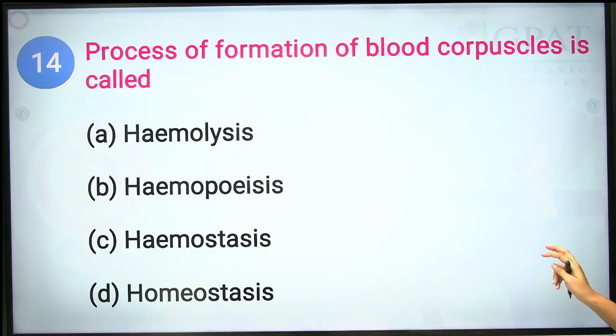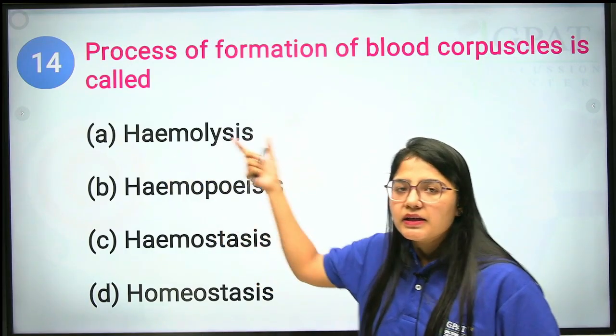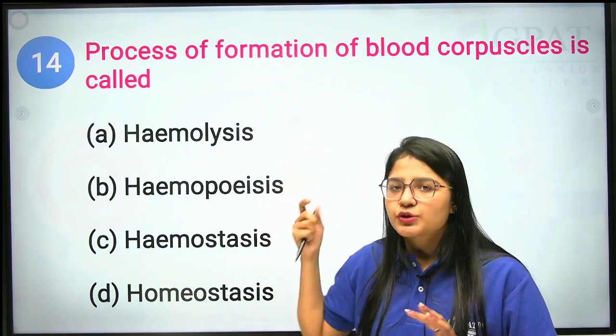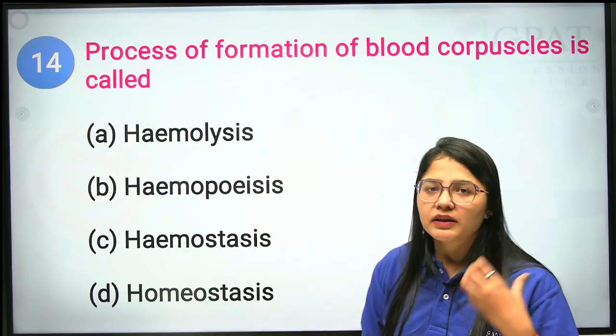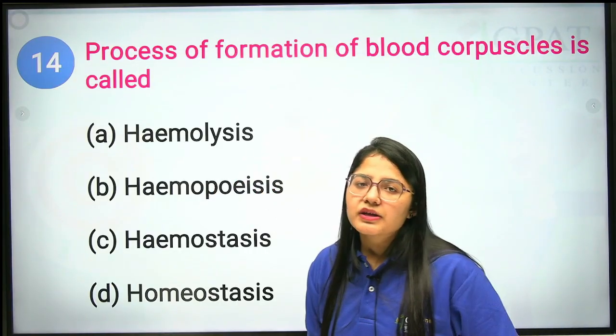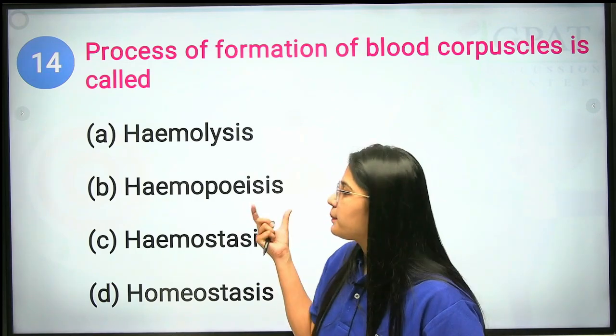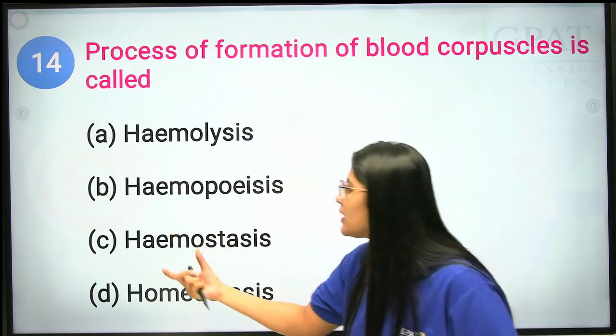Next question. The process of formation of blood corpuscles is called. We have hemolysis. Heme means blood, lysis means breakdown. So obviously this is not the correct answer. Hemopoiesis. Whenever you get the term poiesis, it means generation or synthesis. So synthesis or generation of heme, meaning blood.